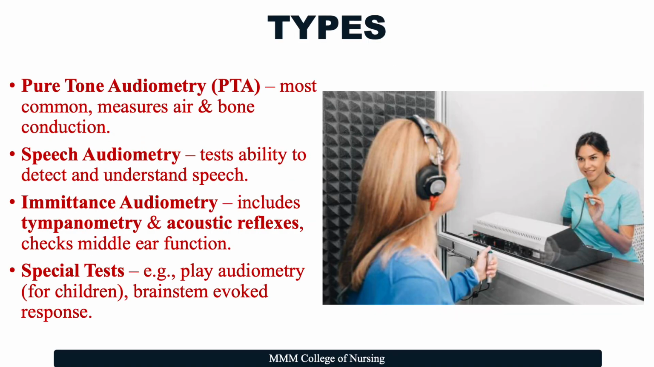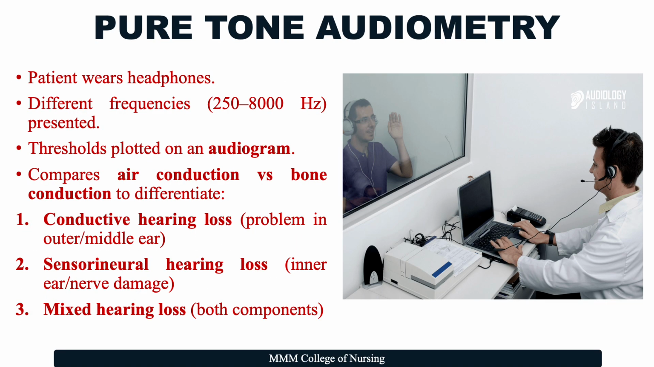Types of audiometry. The first one is pure tone audiometry. It is the most common one. It measures air and bone conduction. Next, the speech audiometry. It tests the ability to detect and understand speech. The third is emittance audiometry. It includes tympanometry and measurement of acoustic reflexes. This checks the middle ear function. Some of the special tests available are play audiometry, which is done for children, and brainstem evoked response. We'll be looking a little in detail at all of the mentioned methods.